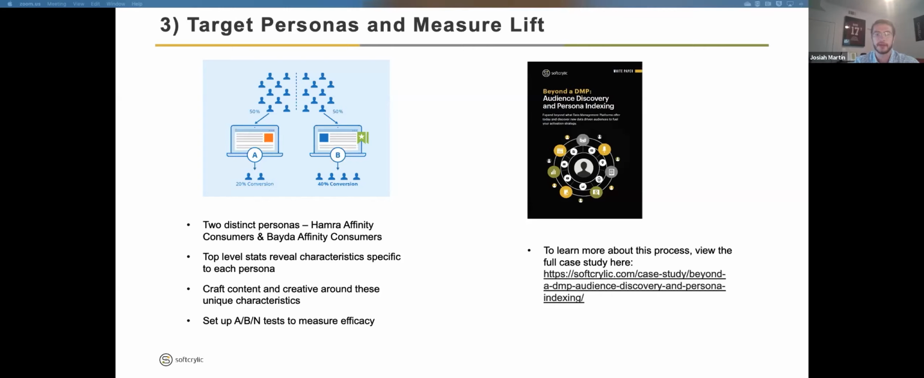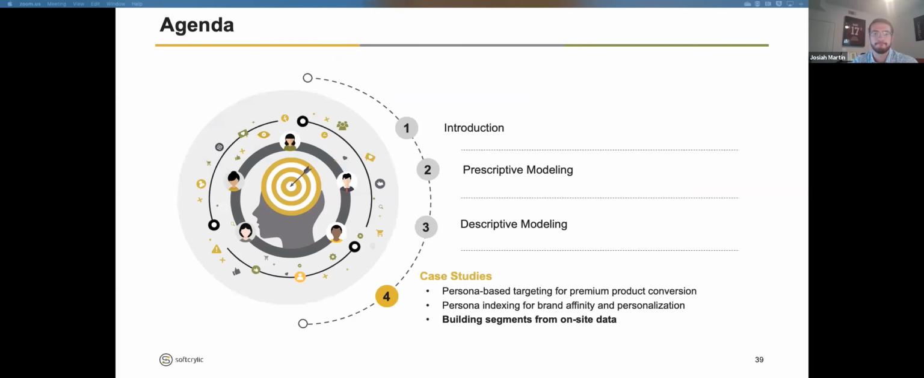So this final step for this client we have not yet completed, but we do hope to be working on this soon as the next step with our client in the coming months. And one additional note is that if you want to know more about this particular case study from start to finish, I've linked there the full case study, which walks through the process in much greater detail, from pulling the data all the way up to the activation phase. So that's all I've got for you. And now I'm going to hand it over to Brett.